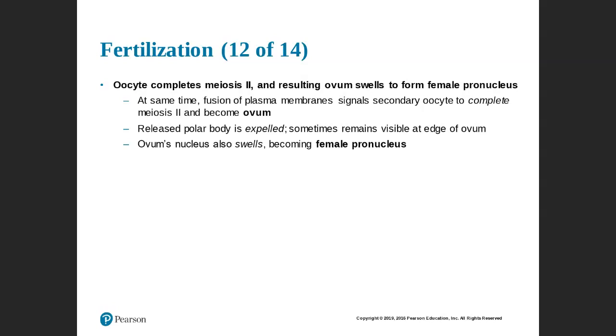Okay, at the same time, the plasma membranes will signal the secondary oocyte to complete meiosis II and then become an ovum that can be fertilized. So the other cell that resulted after meiosis becomes a polar body. Okay, that's then expelled. Sometimes it remains visible at just the edge of the ovum. So that's what we refer to as a female pronucleus, as the secondary oocyte nucleus swells.